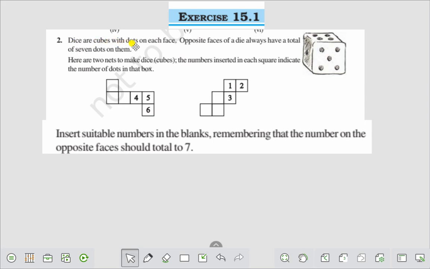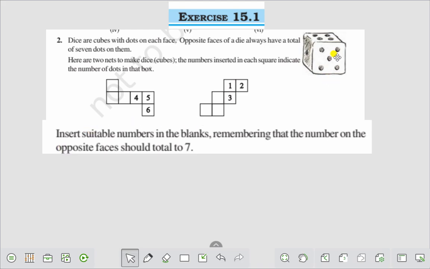Dice are cubes with dots on each face. Opposite faces of a die always have a total of 7 dots on them. Here are two nets to make dice or cubes. The numbers inserted in each square indicate the number of dots in that box. Insert suitable numbers in the blanks, remembering that the numbers on the opposite faces should total 7, right?